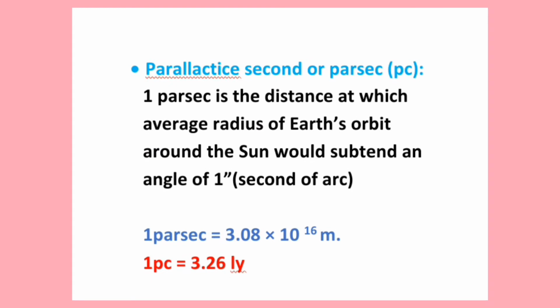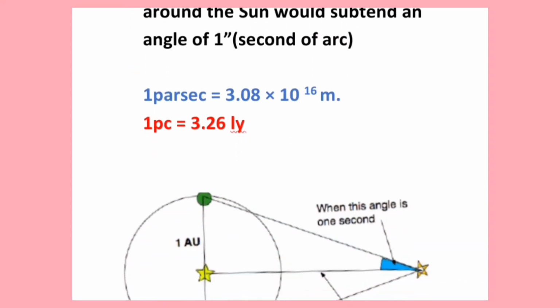Next, parallax second, or parsec, PC we call. 1 parsec is the distance at which the average radius of the Earth's orbit around the Sun would subtend an angle of 1 second, that is, 1 second of an arc. 1 parsec is equal to 3.08 × 10^16 meter, or 1 parsec is equal to 3.26 light year.